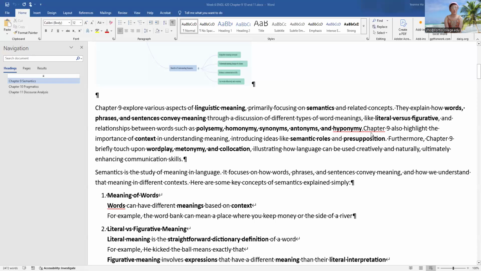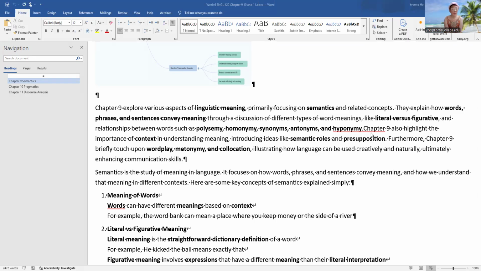So chapter 9, Semantics, explores various aspects of linguistic meaning, primarily focusing on semantics and related concepts. Semantics explains how words, phrases, and sentences convey meaning through a discussion of different types of word meanings, like literal versus figurative meanings, and relationships between words, such as polysemy, homonymy, synonyms, antonyms, and hyponymy.